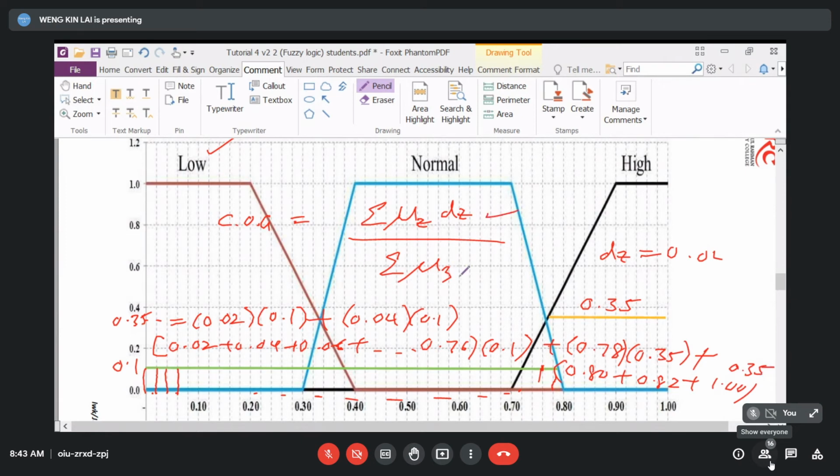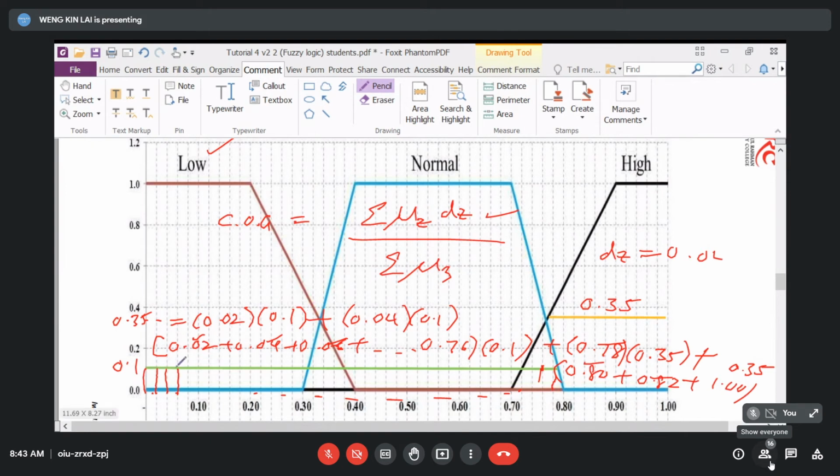Now the bottom part, the denominator, is simpler. You just take all these values here, all my memberships. Sorry, my mistake. The bottom here is actually the membership, 0.1.